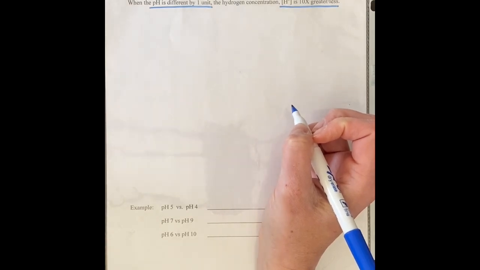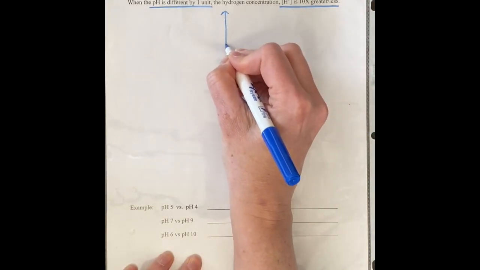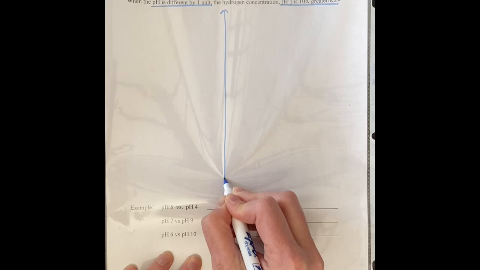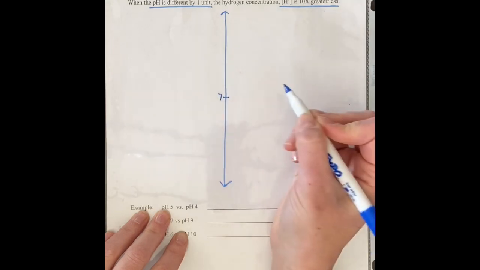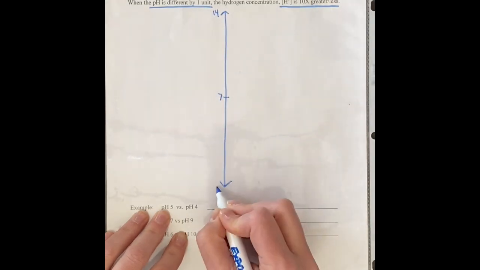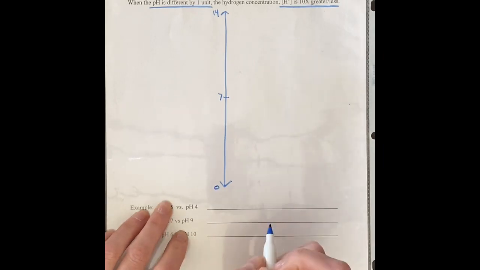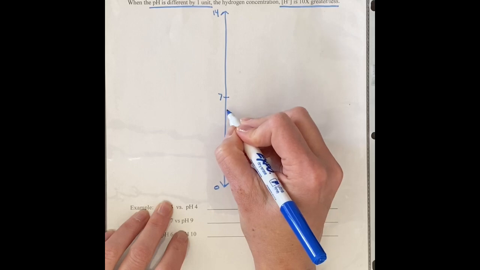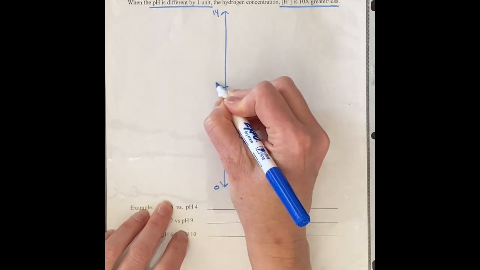So what does that mean here? I'm going to draw a pH scale here, and I'm just going to use different areas of it. I'm not going to use the whole scale. I'm going to throw 7 right in the middle. I'm going to throw 14 all the way up top, and I'm going to put 0 at the bottom here. Let's say that I have a pH of 6 and a pH of 8.